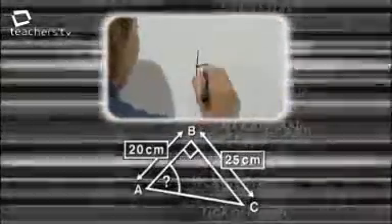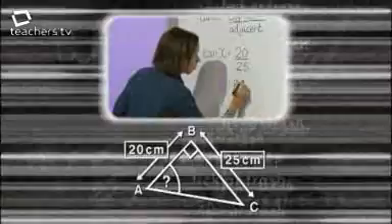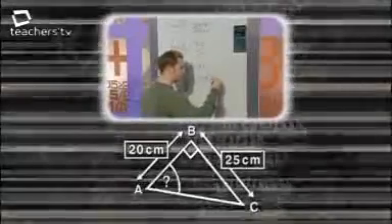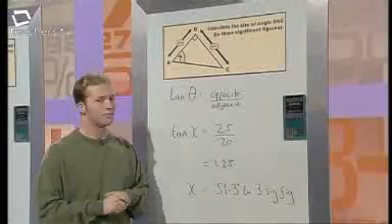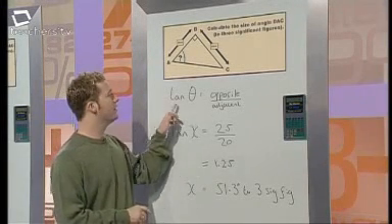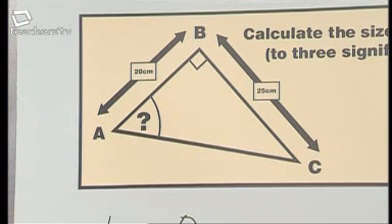A right-angled triangle has a length AB of 20 centimetres and a length BC of 25 centimetres. Calculate the size of the angle BAC. Give your answer correct to 3 significant figures. The ratio to use is tan theta equals opposite over adjacent. Then substitute the information we already have.